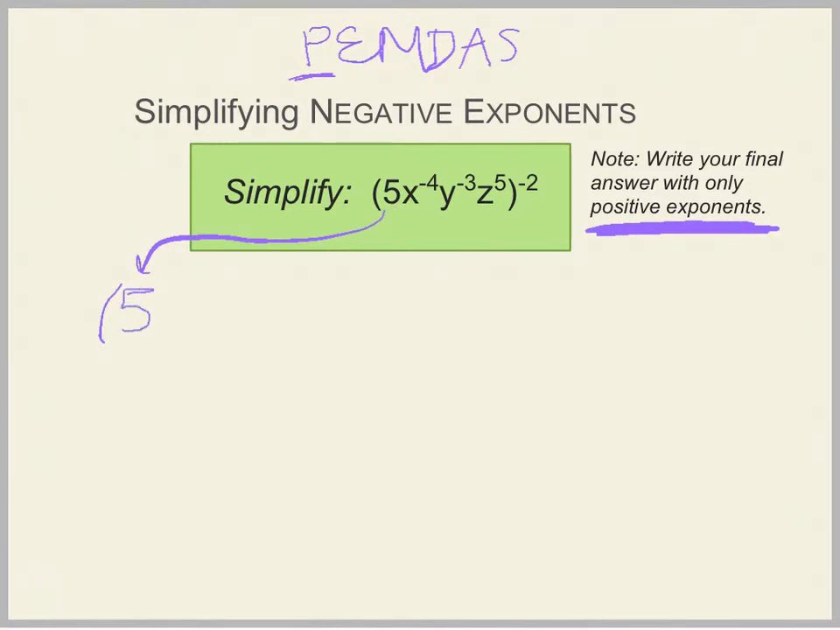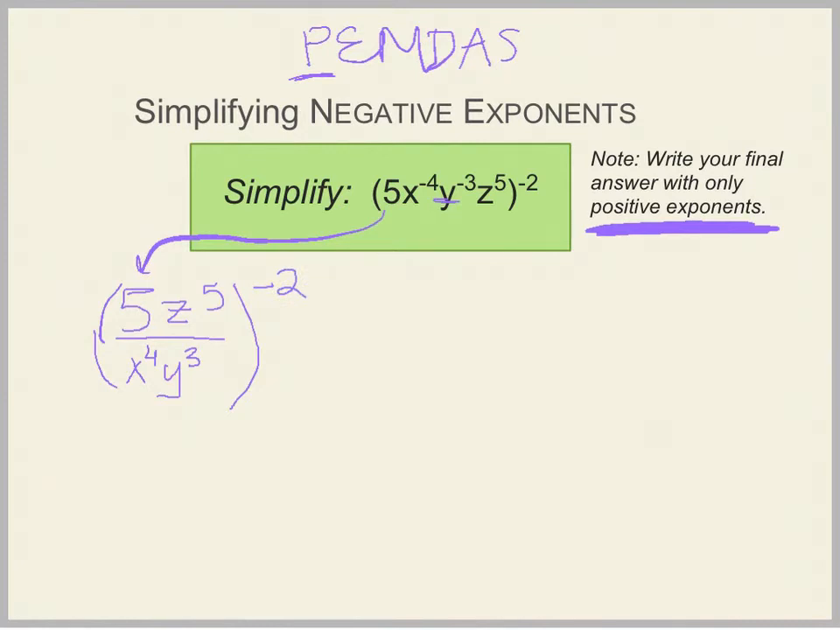5 stays in the numerator because 5 is not being raised to any power. X to the negative fourth, though, must move to the denominator as x to the positive fourth. Y to the negative third will also move to the denominator as y to the positive third, and z to the 5th stays in the numerator. This new fraction is being raised to the negative 2nd power.